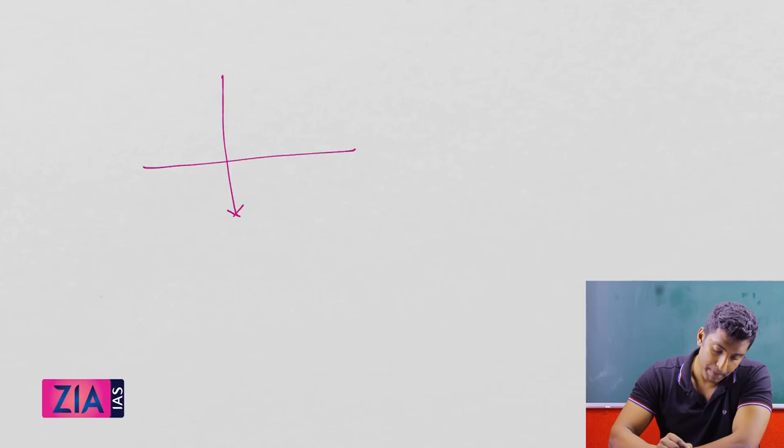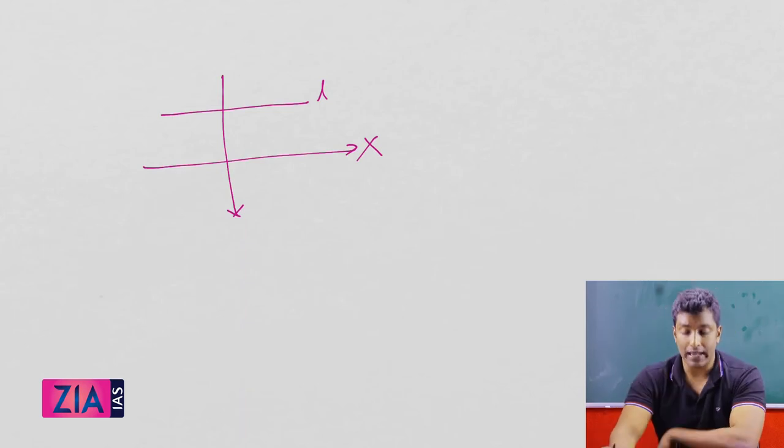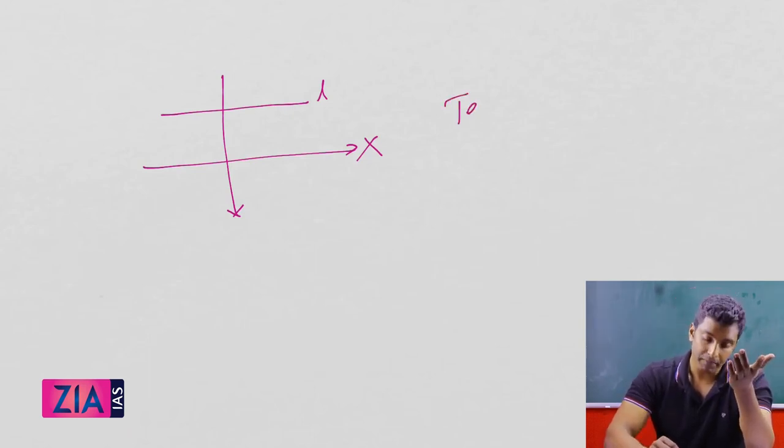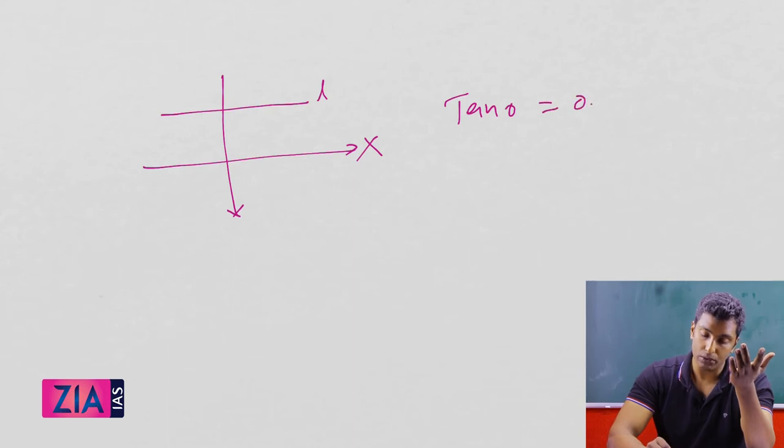Okay, now let me talk of three different cases here, again, which is related to slope. In my xy plane, if I take a line parallel to x-axis, so this is a line which is parallel to x-axis, can you see what is the angle that the line makes with positive x-axis? That is 0. There is no angle, there is no intersection. So here slope will be tan 0, which is equal to 0.